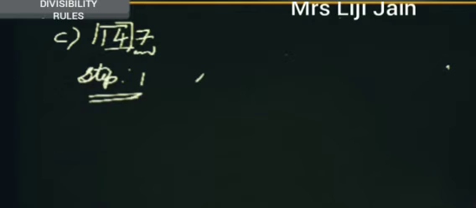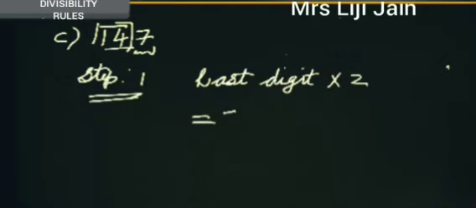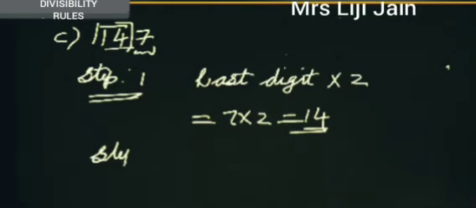So step 1 is last digit into 2. That is equal to 7 into 2, 7 twos are 14, isn't it? And number formed by the rest of the digits is 14. What is our step 2? In step 2, we have to do the number formed by the rest of the digits minus this 14.